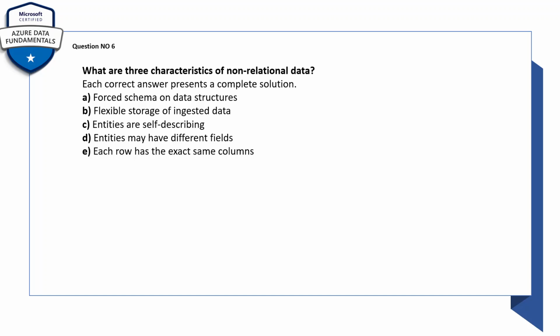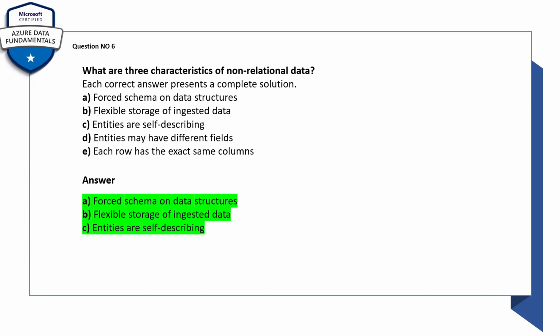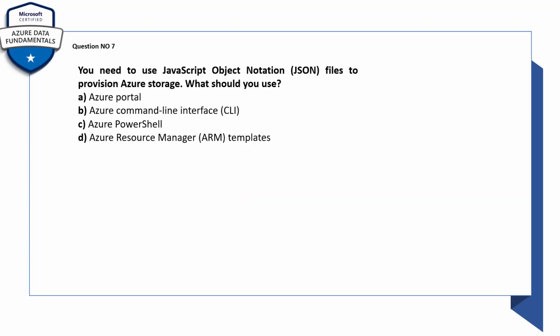Question number 6. What are three characteristics of non-relational data? Each correct answer presents a complete solution. A. Forced schema on data structures. B. Flexible storage of ingested data. C. Entities are self-describing. D. Entities may have different fields. E. Each row has the exact same columns. So the answers are B, Flexible storage of ingested data, C, Entities are self-describing, and D, Entities may have different fields.